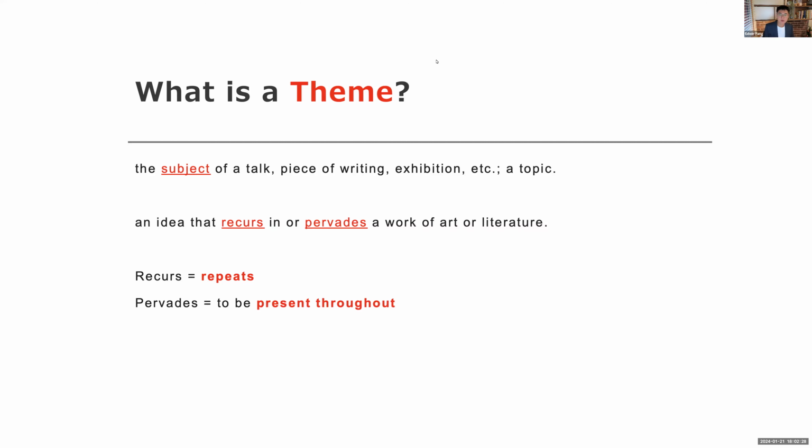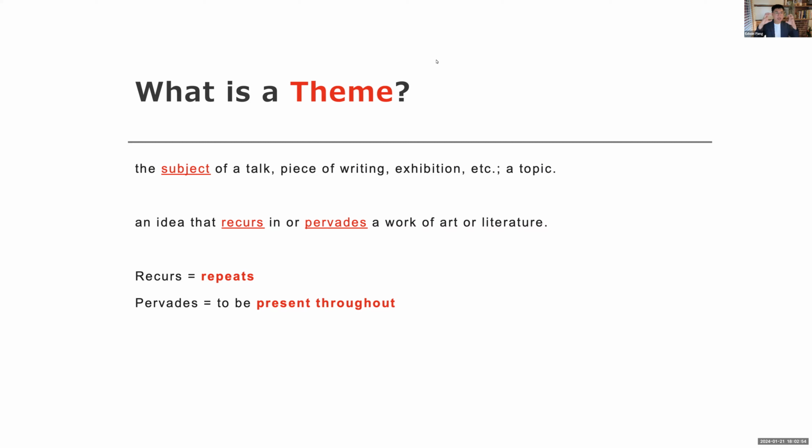Next, a theme pervades, right? So a theme recurs, meaning it repeats throughout the story. And secondly, a theme pervades, meaning it's everywhere, right? It fills up the entire story. It's part of everything that I read in the story. So repeating and being present throughout the story, they're related ideas, right? And that's what I, as an author and a writer, ought to do.